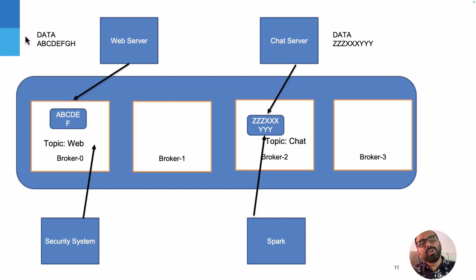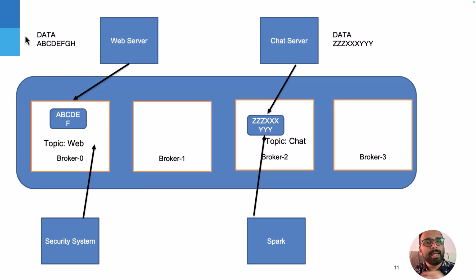So when the producer sends the data, it actually goes and gets saved in one of the brokers. In this example, you can see that the web server is sending the data to the first broker, that is broker 0, and A, B, C, D, E, F goes to broker 0. And the chat server is sending the data, and that is going to broker 2. Now, how does this work? I mean, why is the web server data going to broker 0? That's where the idea of topics comes into the picture.